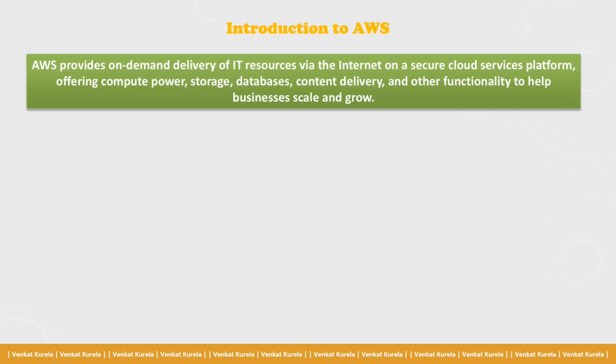Introduction to AWS. AWS provides on-demand delivery of IT resources. Of course, that is exactly what we have read in the earlier slide. Not just AWS, Azure for that matter, VMware Cloud, OpenStack. Anybody who says that they are a cloud provider, their definition must be the same. They provide on-demand delivery of IT resources via the internet on a secure cloud service platform. Instead of AWS, if you put Azure, it becomes the definition for Azure. OpenStack, VMware, whatnot, you can put all the labels in there. The definition makes the same meaning to other providers as well.